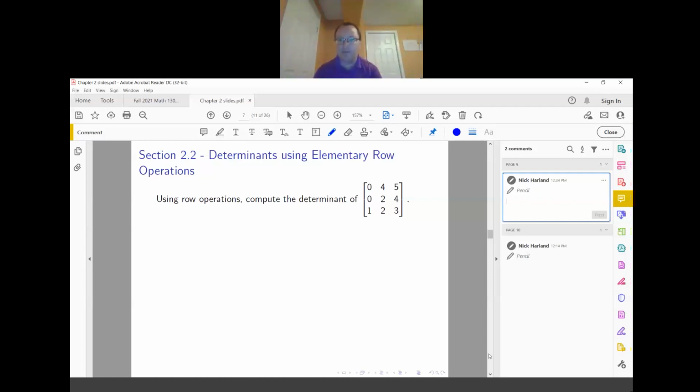All right, I'm going to give you a couple minutes to give this one a try. Try and do this just using the row operations to make it triangular. And then we'll go over it together. And obviously this could be done with cofactor expansion so you can verify your answer too.